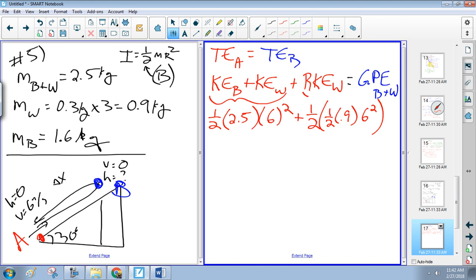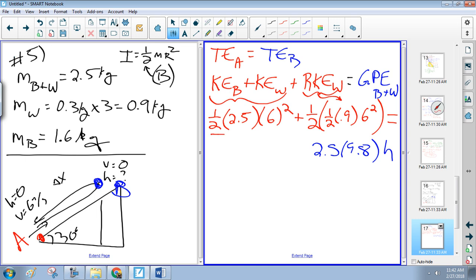Okay, so that's this. And this whole mess equals the GPE at the top, which is just the mass of the whole thing times 9.8 times h.